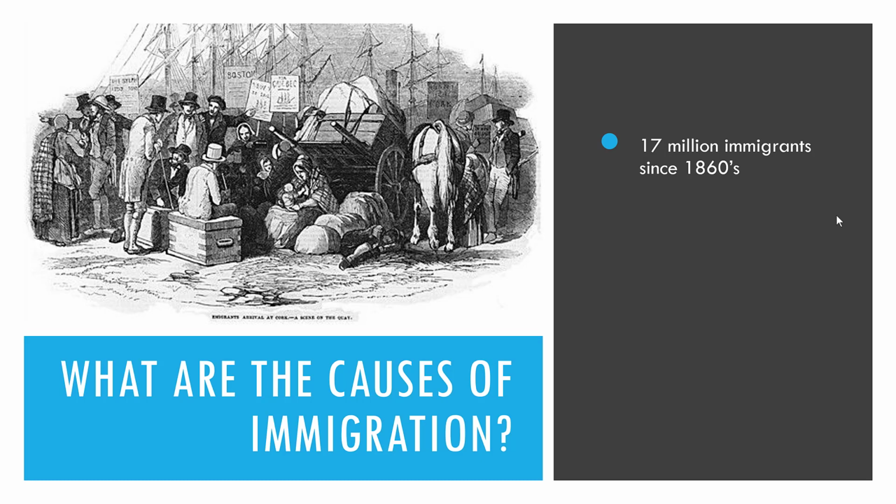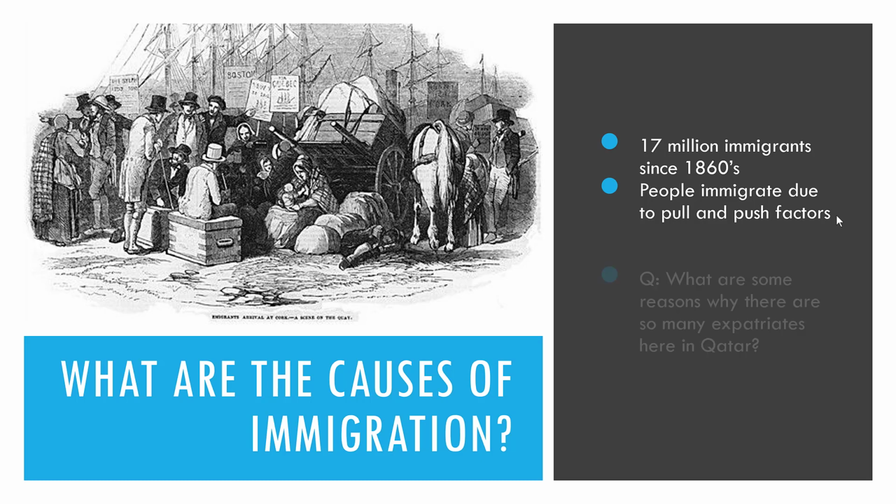17 million immigrants came to Canada since the 1860s. People immigrate due to pull and push factors. Okay, so we all know that, right? Like there's reasons that you'll come to a country, maybe good reasons to go to a better country, or reasons to get away from your country because maybe they've gone into war.